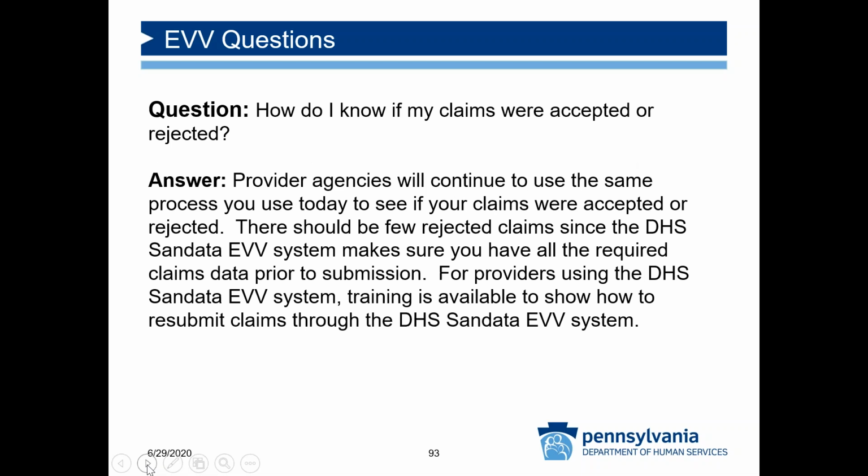Question, how do I know if my claims were accepted or rejected? And the answer, provider agencies will continue to use the same process you use today to see if your claims were accepted or rejected. There should be few rejected claims since the DHS SANDATA EVV system makes sure you have all the required claims data prior to submission. For providers using the DHS SANDATA EVV system, training is available to show how to resubmit claims through the DHS SANDATA EVV system.